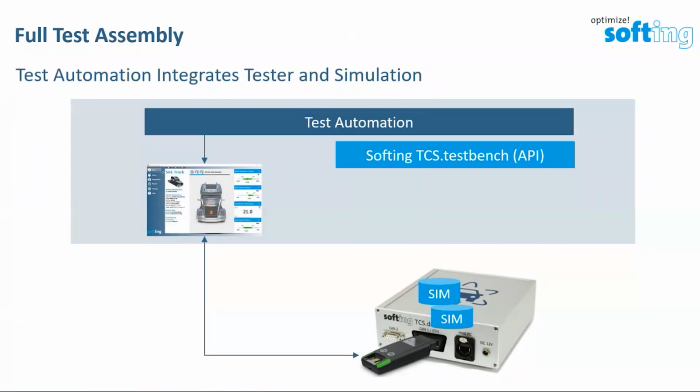Then you can see the full test assembly. This is a simple example here. You see the test automation triggers a tester function, and the tester function makes the tester send a request to the simulation, and the simulation will send a response. So this whole process, the simulation process, can be controlled by the test bench API.